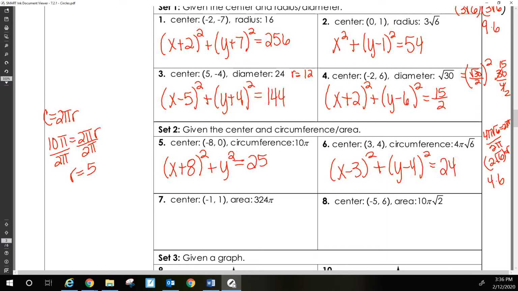Why don't you stop and see if you can get 7 and 8? Oh no, 7 and 8 are slightly different. I thought these would be good if you tried.